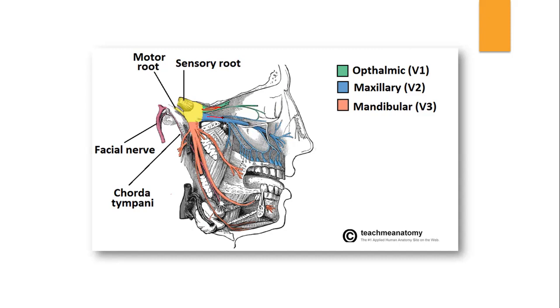And then we have the blue one, which is the maxillary division, which is responsible to supply the face around this area. And then we have the mandibular division, which is responsible to supply the lower part of the face when it comes to sensory root. But when it comes to motor root, these divisions are responsible to supply the muscles of mastication.